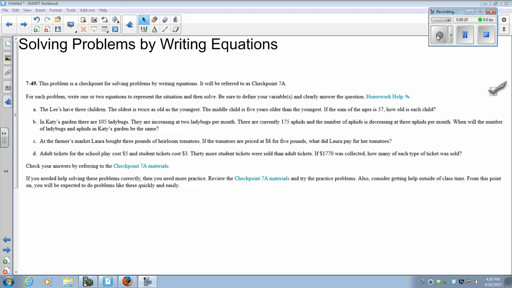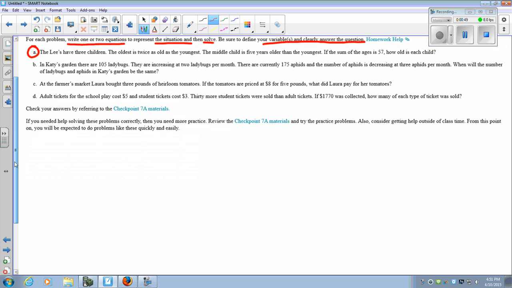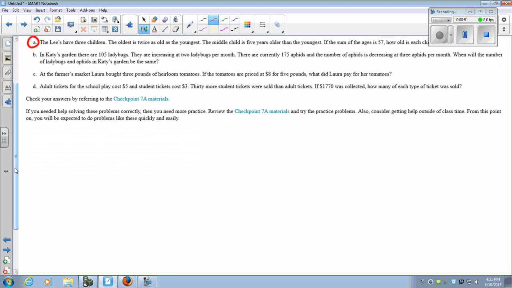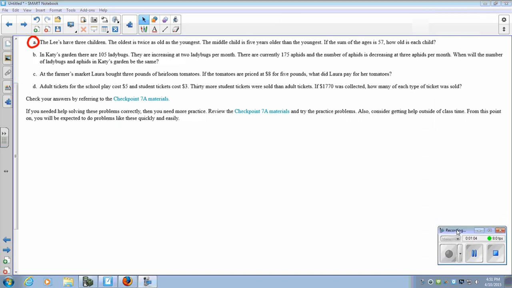So first, let's start with A. We're supposed to write one or two equations to represent this situation, and then we're going to solve it. Be sure to define our variables clearly before we answer the question. So let's look at letter A. A says the Lees have 3 children. The oldest is twice as old as the youngest. The middle child is 5 years older than the youngest. If the sum of the ages is 57, then how old is each child?